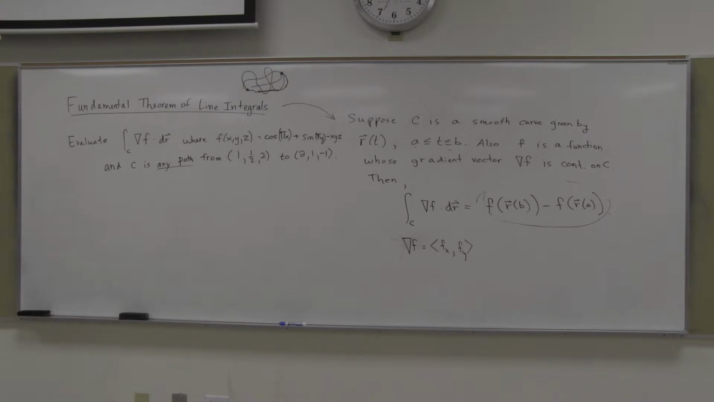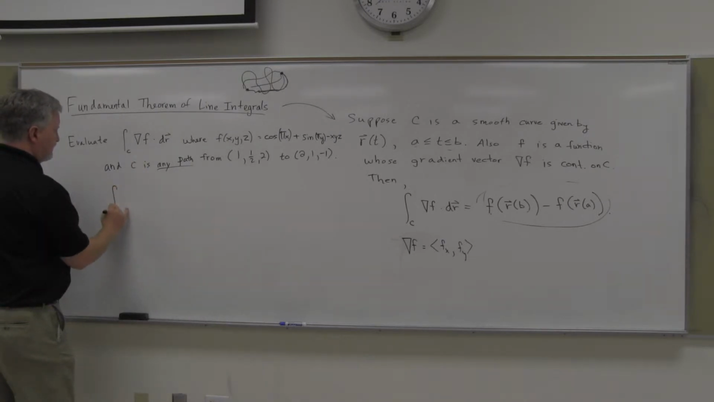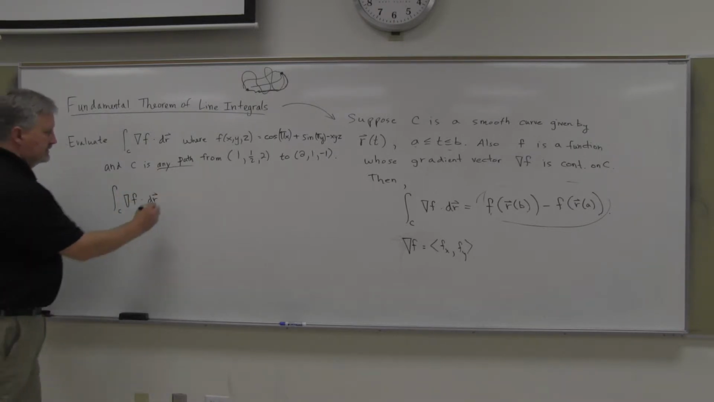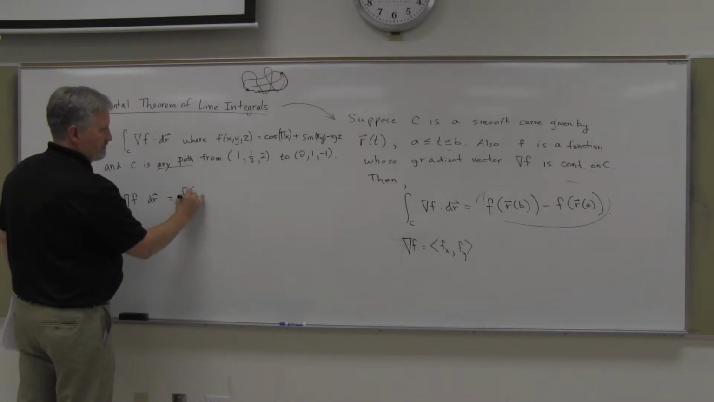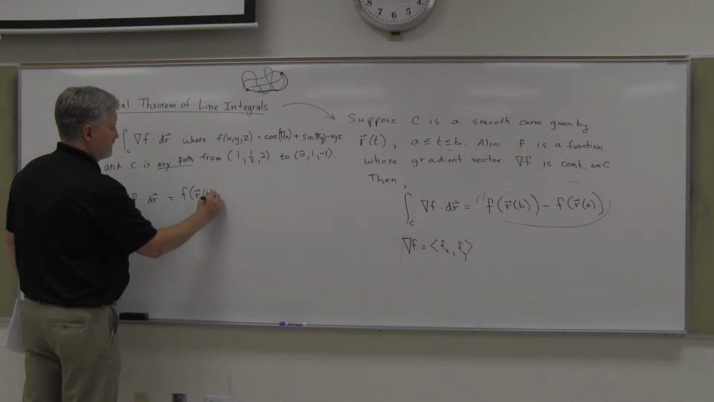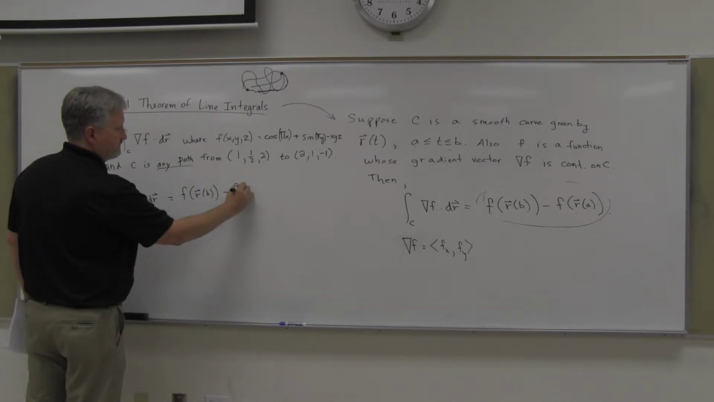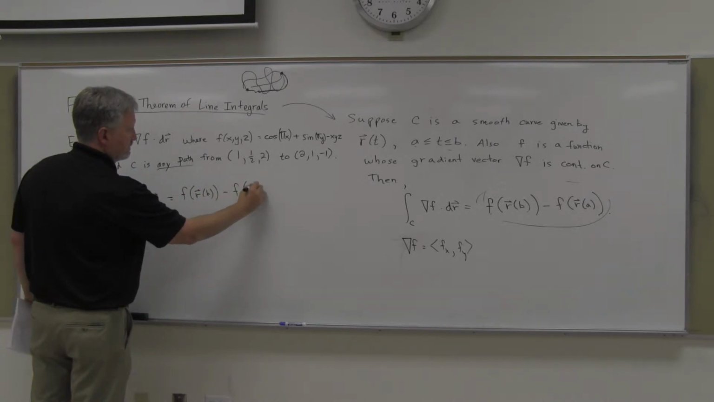So what is this integral then over that path? Well, it's f evaluated at R of b minus f evaluated at R of a.